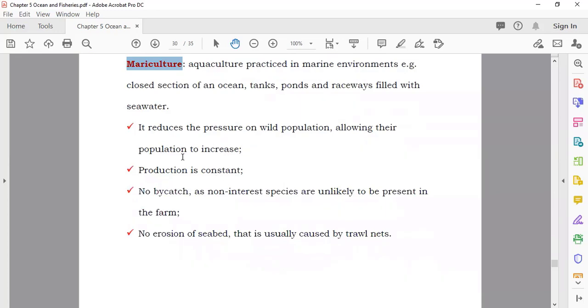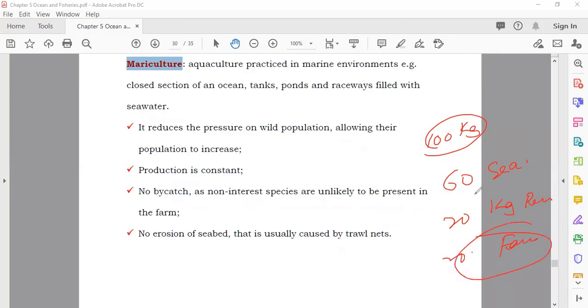What will the farming do? Farming will decrease the pressure on the sea. For example, if you need 100 kg of fish every day, what will happen? You can take 60 kg from the sea, 20 kg from the river, and the other 20 kg you can take from the farm. Like this, you can share the burden. Otherwise, before, all 100 kg came from the sea. So if you do the farming, you can reduce the pressure on the sea, and the number of fish in the sea will remain constant.